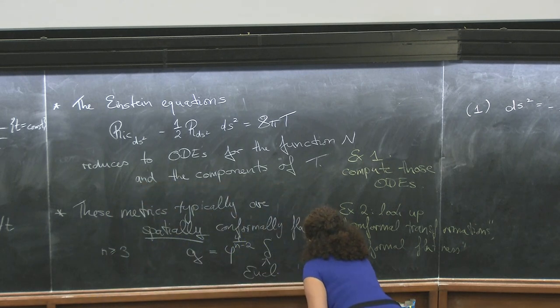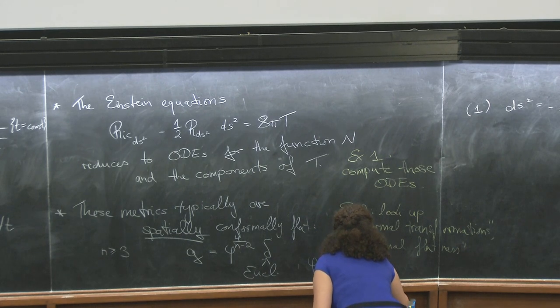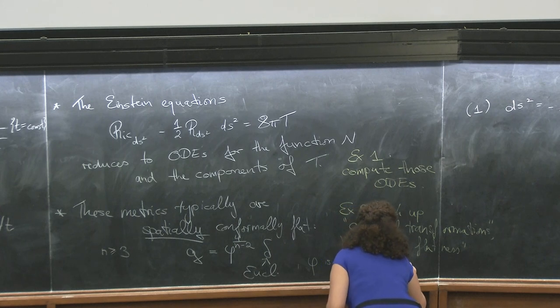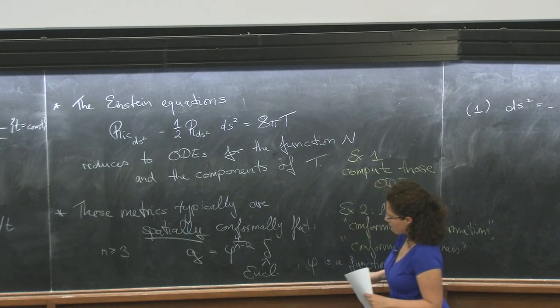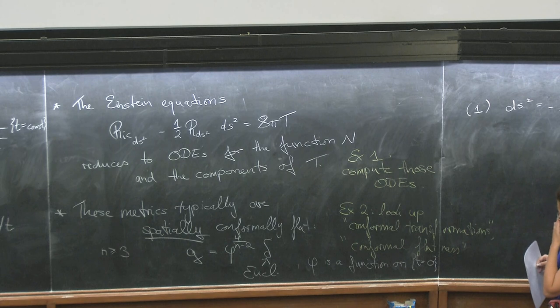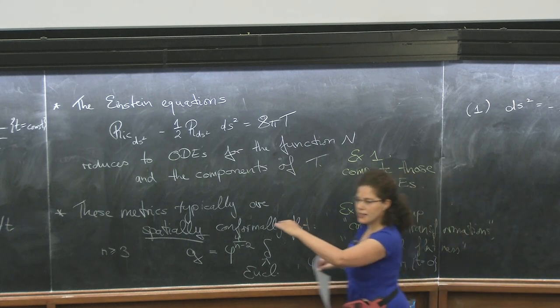And phi is a function on, say, t equals 0. Okay? So they're conformally flat, but only at each instant of time.